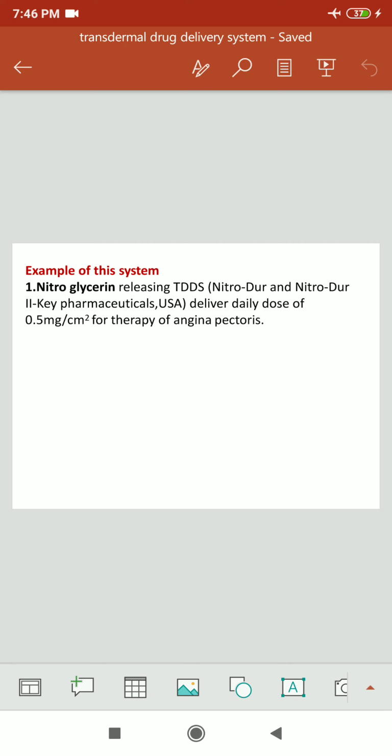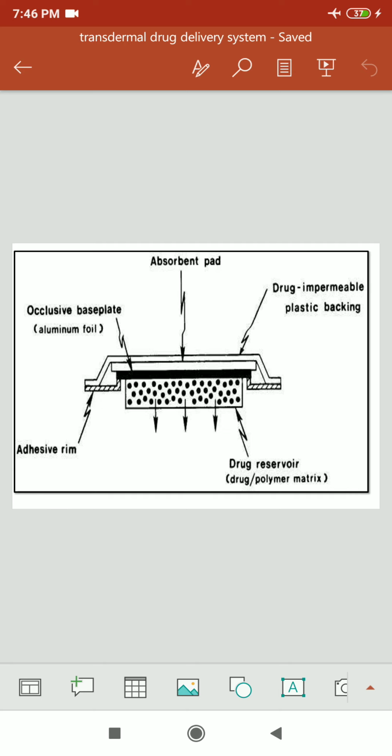An example is nitroglycerin. The drug reservoir has drug plus polymer, an adhesive rim is present, an occlusive base plate is also there, with aluminum foil. Next is an absorbent pad, and all of these are covered by the drug impermeable backing membrane.